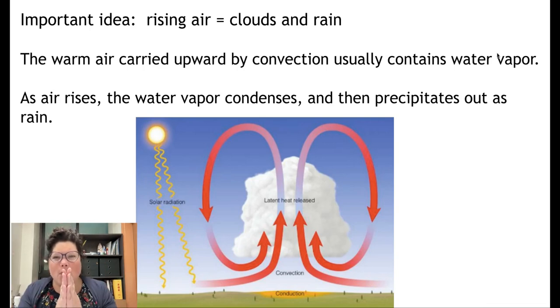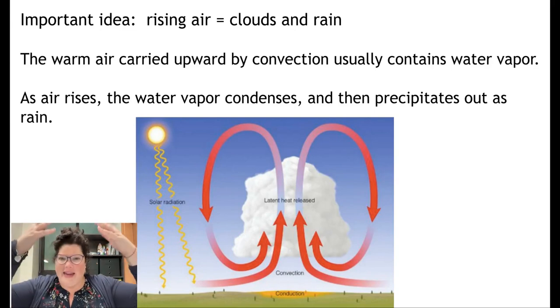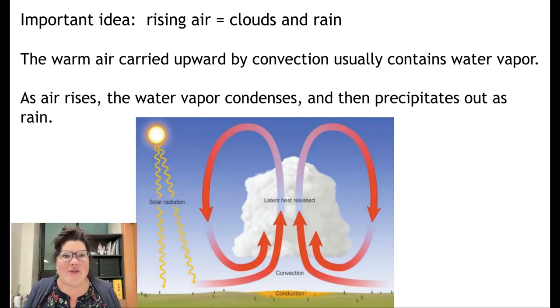All right. The most important idea here that we've got to remember: rising air gives us clouds and rain. So that means when that air comes back down, it is dry. So rising air, we get clouds and rain. When air is dropping, we have a high pressure system and it's gorgeous sunny days.